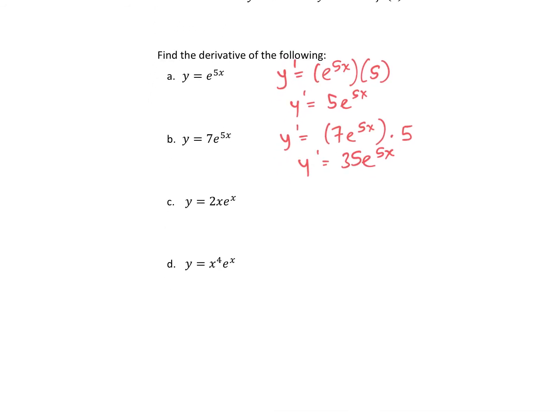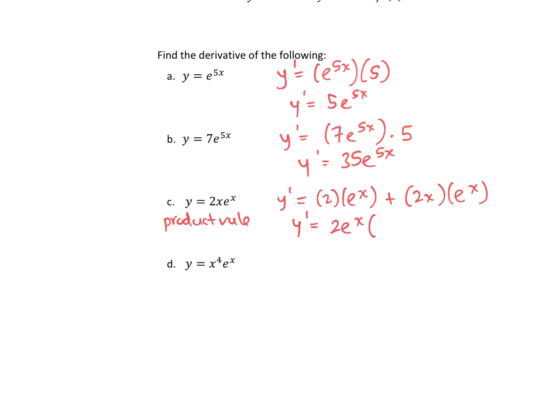C is a product rule. We've got 2x times e to the x. So we're going to have to use the product rule for this one. So y prime is the derivative of 2x, which is 2, e to the x stays the same, plus 2x stays the same, and the derivative of e to the x is e to the x. So not really much to do here. You could take out a 2e to the x, which is common, and you could common factor that result.